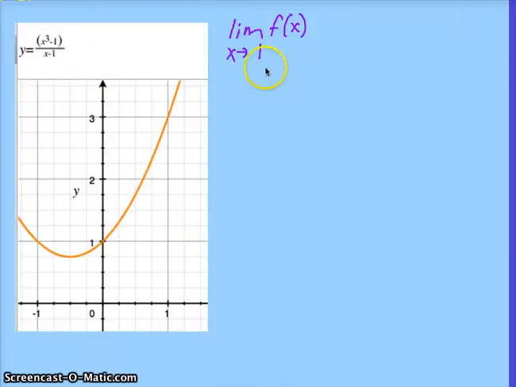Okay, here's another example. I'm approaching 1 for this function. You can see that the limit exists for the numerator, it's 0. The limit of the denominator exists, but it's 0. So what can we do?